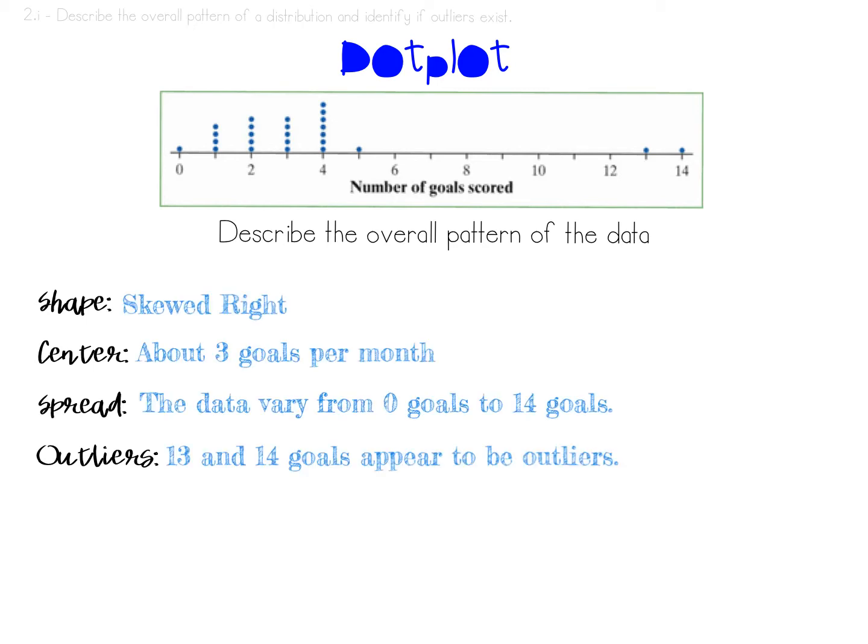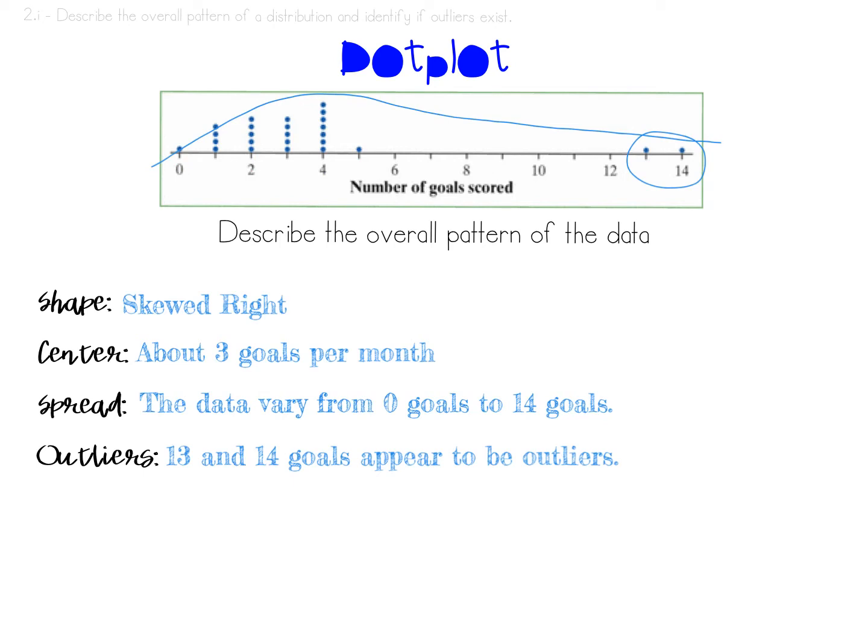Alright, so hopefully you were able to see that this data, because of these 2 out here, are really skewed right. So that tail is pulled out to the right because of those 2 far out data points. The center, when I look at it, about half the data is here and about half the data is here, so that would put my center at about 3 goals per month, because we always want to talk about it in context. The spread, the data varies from 0 to 14 goals.